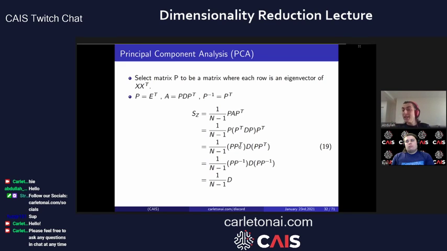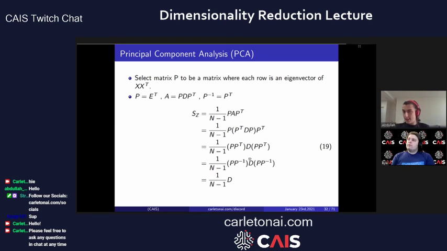But we know that the transpose is also equal to the inverse, which means multiplying P with its transpose is going to give us the identity matrix. And the same on the right-hand side, multiplying P with its transpose is equivalent to multiplying it with its inverse, which means it's going to give us identity. And that would leave us only with matrix D, which is a diagonal matrix of the eigenvalues, right?